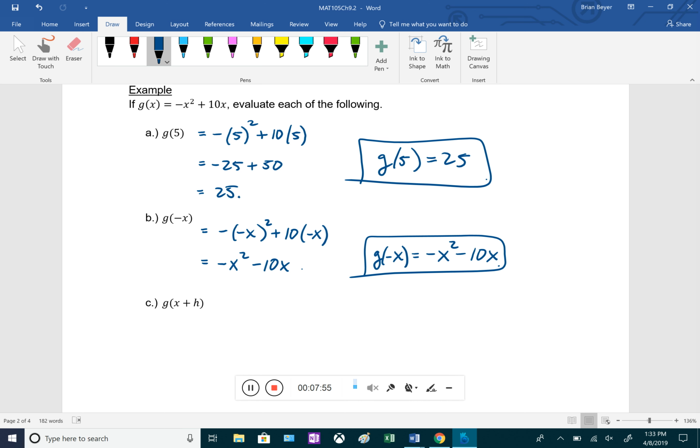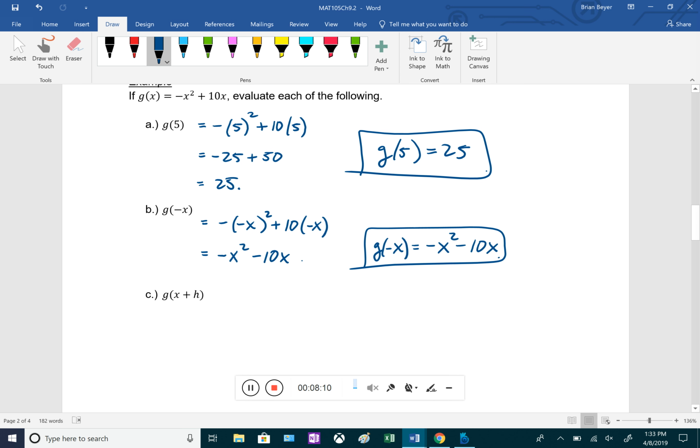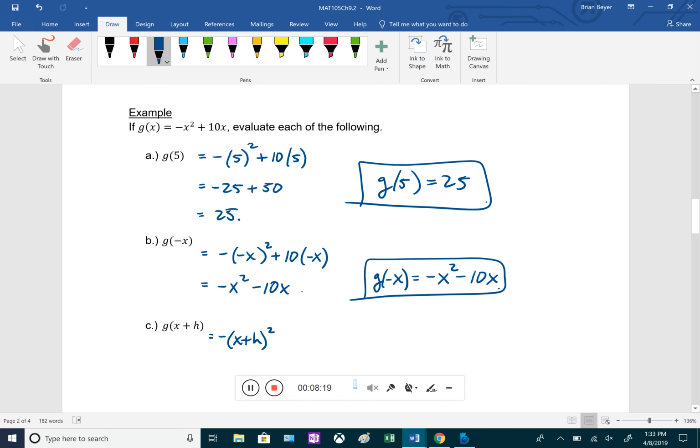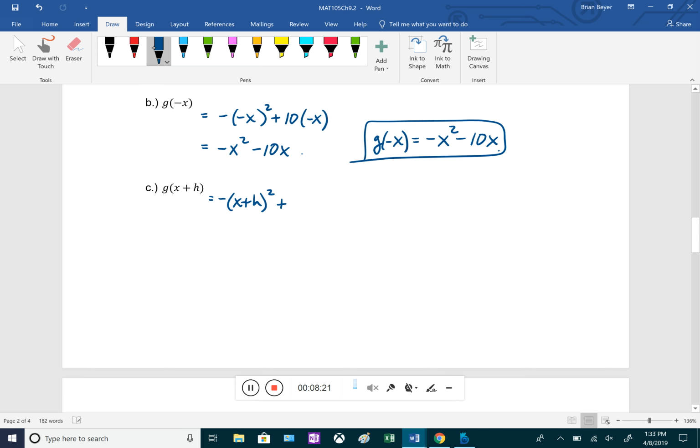So once again, a little bit more complicated. Everywhere there is an x in the original, instead of g of x, it's going to be g of x plus h. We're going to plug in an x plus h everywhere. So this is going to become -x plus h squared, and then it was plus 10x, so that's going to become plus 10x plus h.